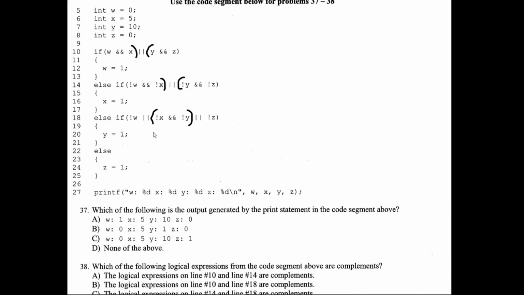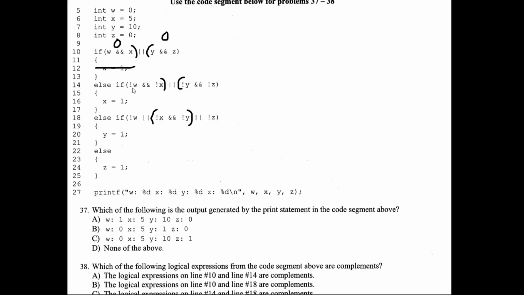And then we're going to evaluate, obviously, the AND first, and then we're going to go from left to right. Anyway, we go through and we evaluate this just like we did in the previous midterm 2 video. W is 0, and X is 5, 0 and 5 is 0, so this is 0. And then Y and Z, Y is 10, Z is 0, so this is also 0. 0 or 0, so this is skipped, this is not run.